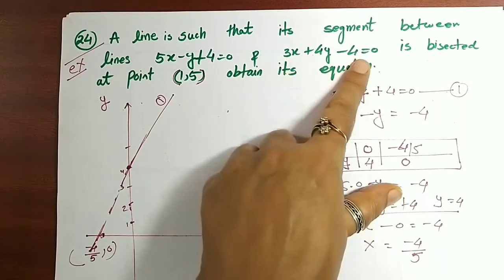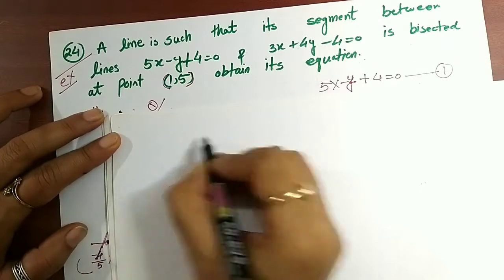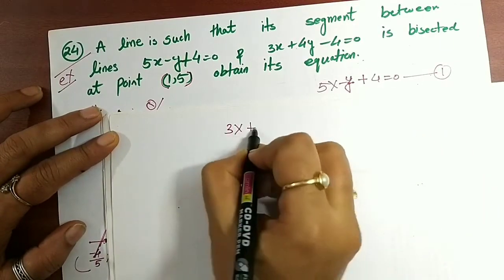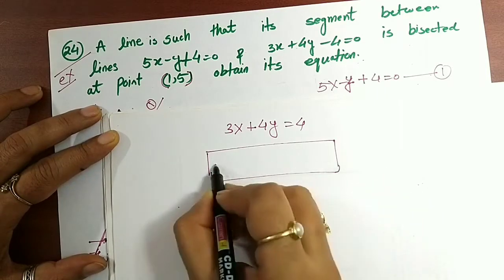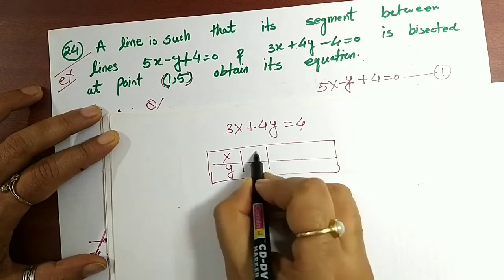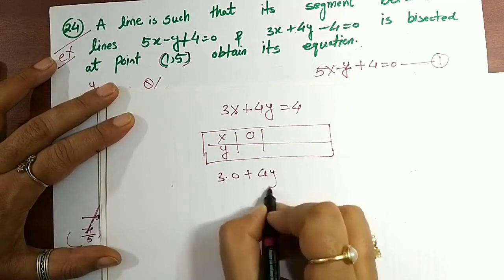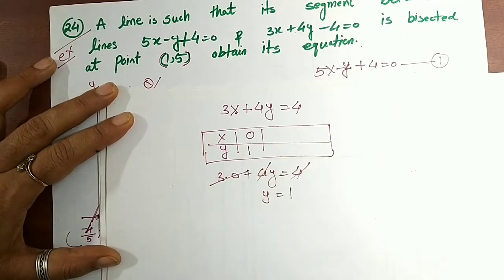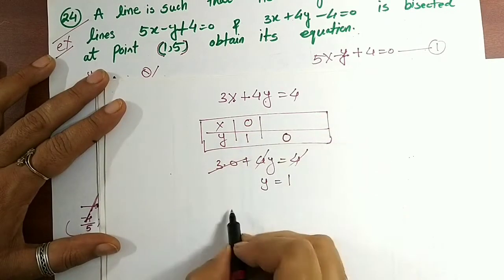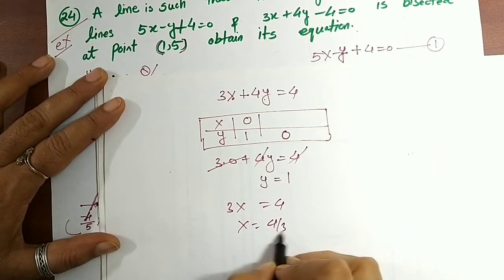Now similarly, I will try to see where the second line is. So let me plot it. This is 3x plus 4y is equal to 4. Now I will make a small table for this, x, y. First I will put x as 0. So 3 into 0 plus 4y is 4. So 4, 4 cancel, y is 1. Now I will put y as 0 here. So 3x is equal to 4 because this became 0. So x is 4 by 3.